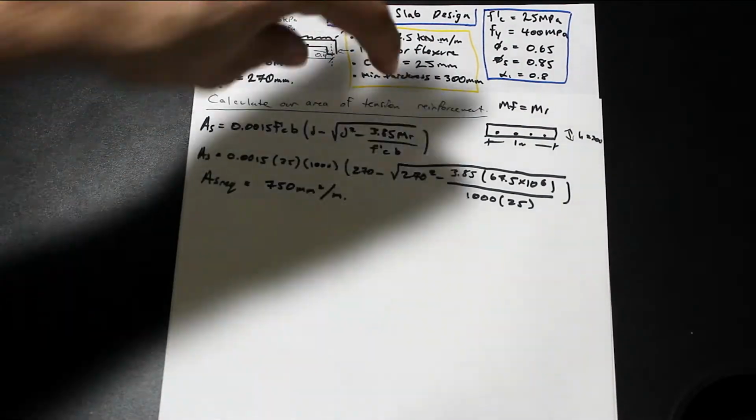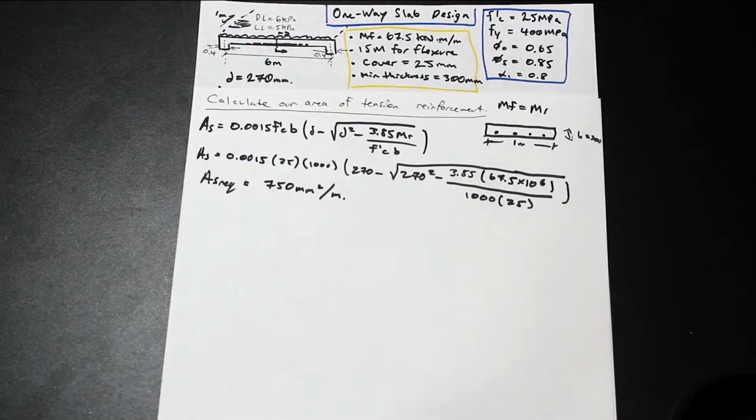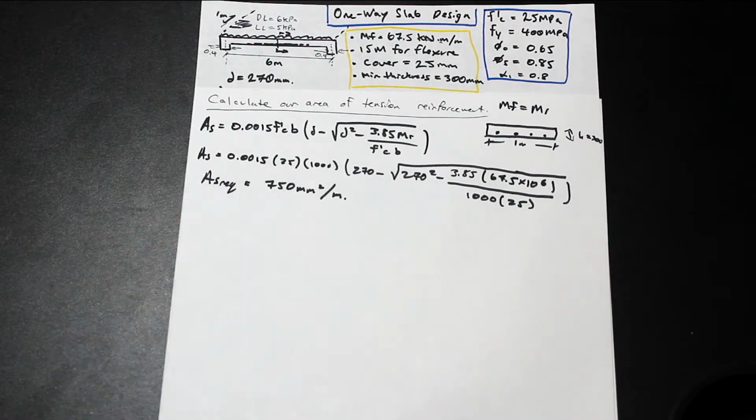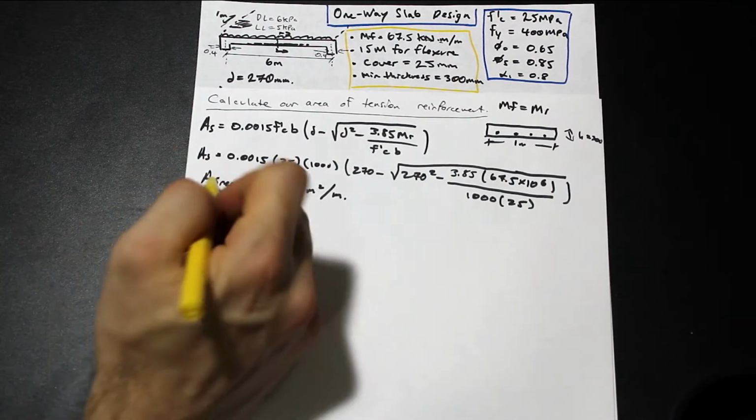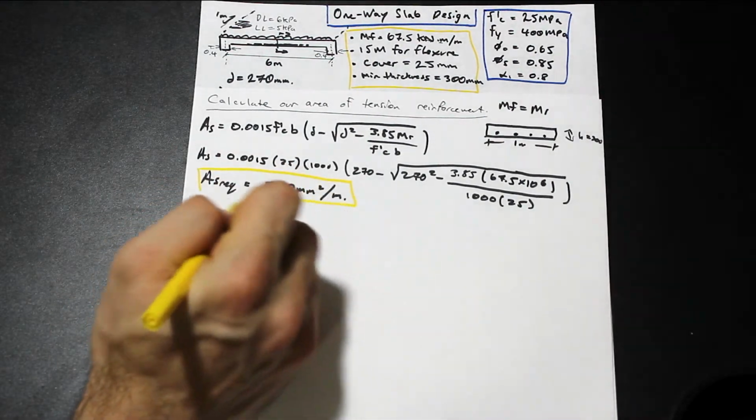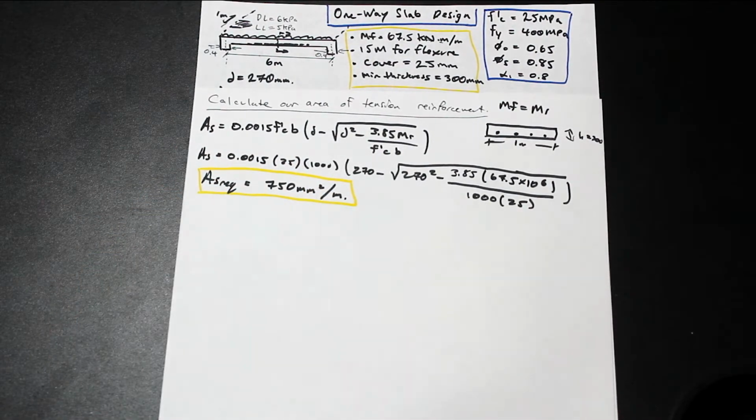So per meter strip, in the long direction, we are required to provide 750 millimeters. Now, this is one requirement that we need to satisfy, but we also need to compare this to the amount of horizontal shrinkage reinforcement that we need to provide according to the code. You may have a different value in your country.